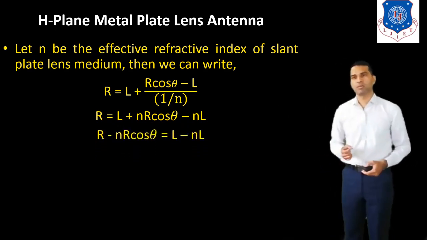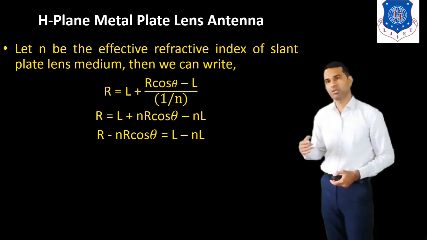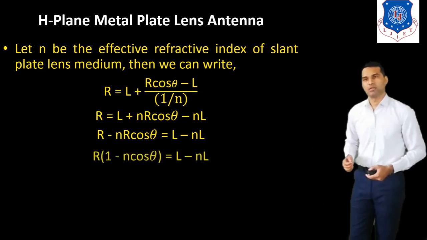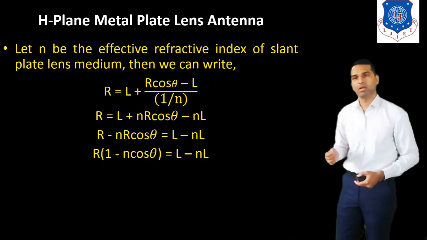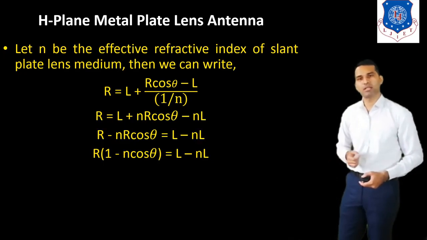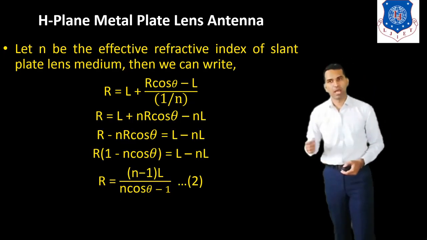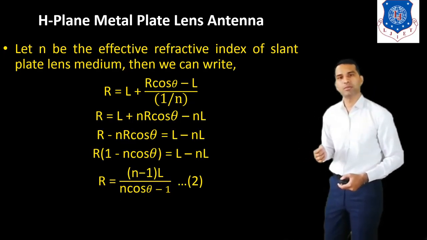Now for further simplification, we can write R minus nR cos theta equals L minus nL. So now we take R common from the left hand side. So we can write R(1 minus n cos theta) equals L minus nL. So finally we can write R equals (n minus 1) into L upon (n cos theta minus 1).